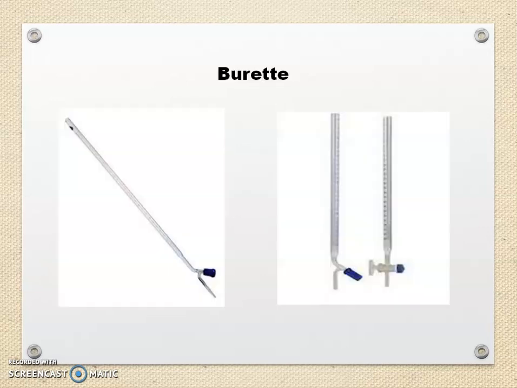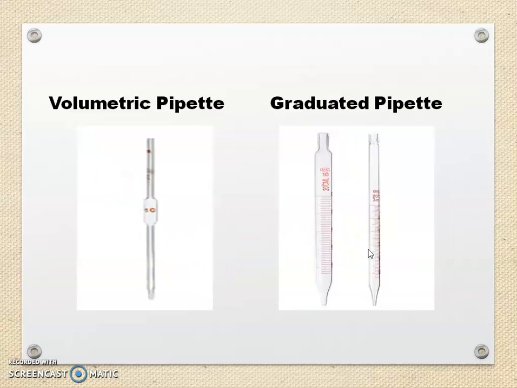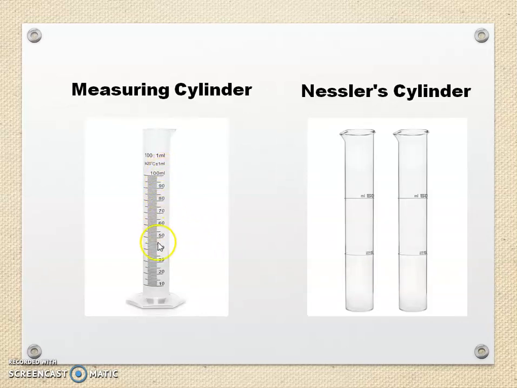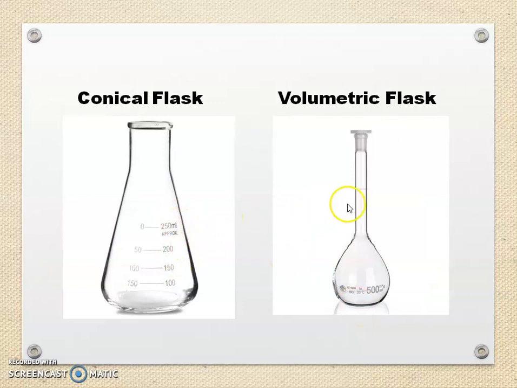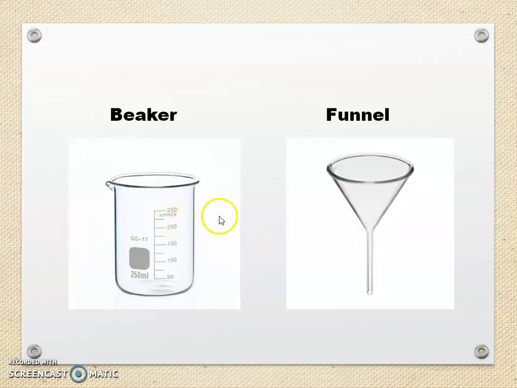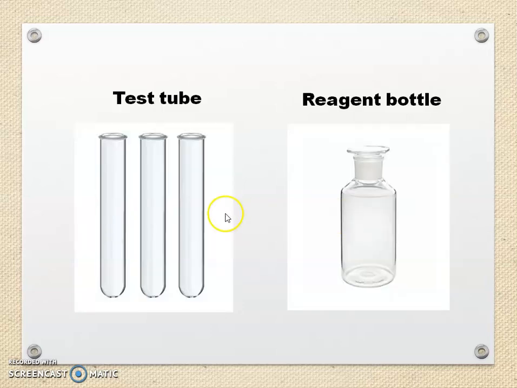Glassware in the laboratory. These are the burettes, volumetric pipette, graduated pipette, measuring cylinder, Nessler cylinder, flat bottom flask, round bottom flask, conical flask, volumetric flask, beaker, funnel, test tube, reagent bottle.